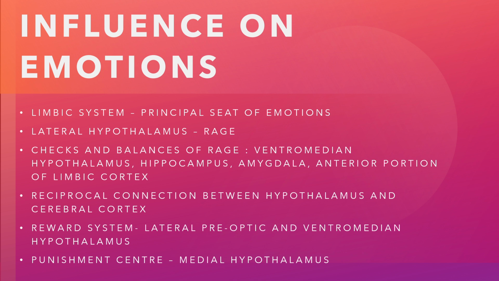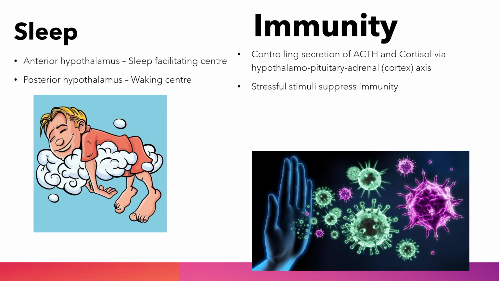The reward center is present at the lateral, preoptic, and ventromedian hypothalamus. The punishment center is at the medial hypothalamus. Sleep is influenced by the sleep facilitating center, which is the anterior hypothalamus, and the posterior hypothalamus is the waking center.